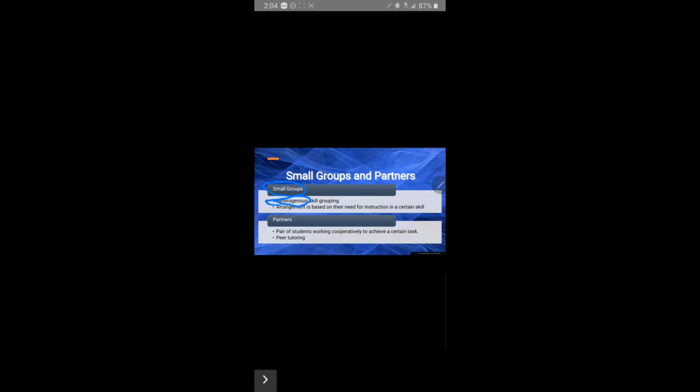That's mainly the whole idea behind making small groups. Now let's go to partners. The key word here is cooperatively. So, a pair of students working cooperatively to achieve a certain task. This is different from small groups.